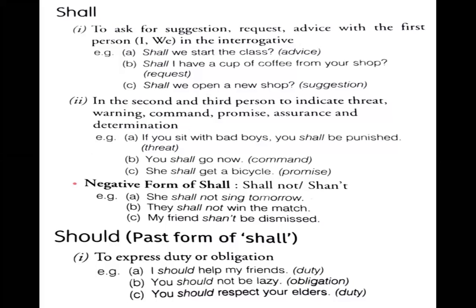You shall get a bicycle. There is a promise. She shall get a bicycle. The promise given by someone. Now, the negative form of shall is shall not or shan't. She shall not sing tomorrow. Ultimately, you need to understand, students, the rules applied there. That is quite the same: subject, then modal, then main verb first form. As I told you, the principal form of the verb, and then object.